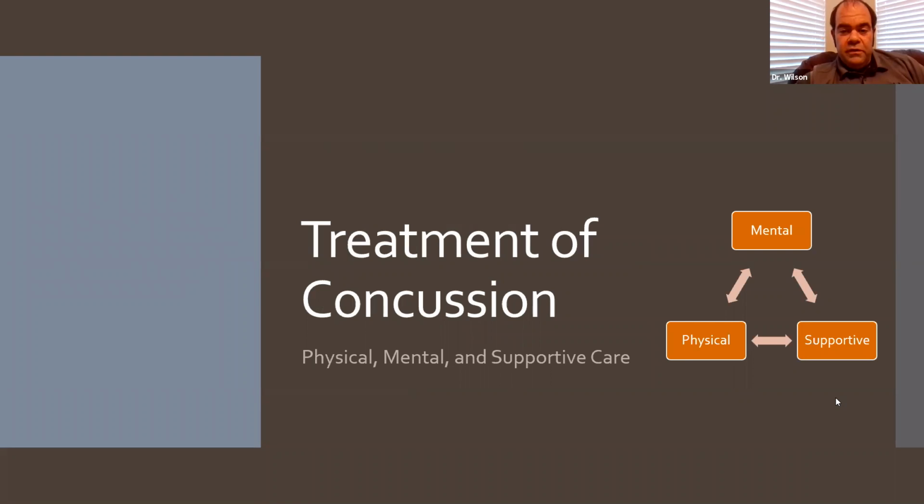So let's talk about treatment of concussion. We've figured out how to diagnose the concussion, what to be looking for. How do we treat the concussion? And there are three pillars or three parts of treating concussion. That's physical, mental, and supportive care.